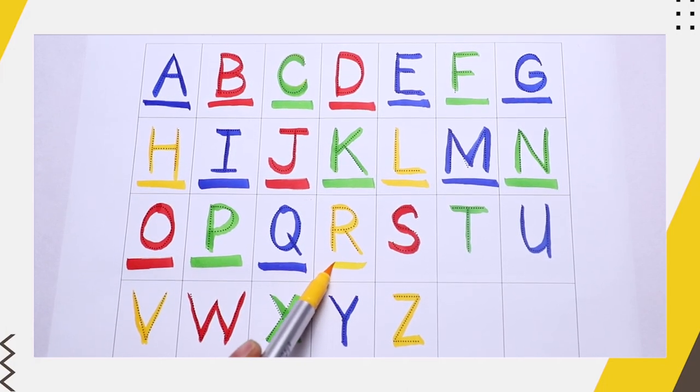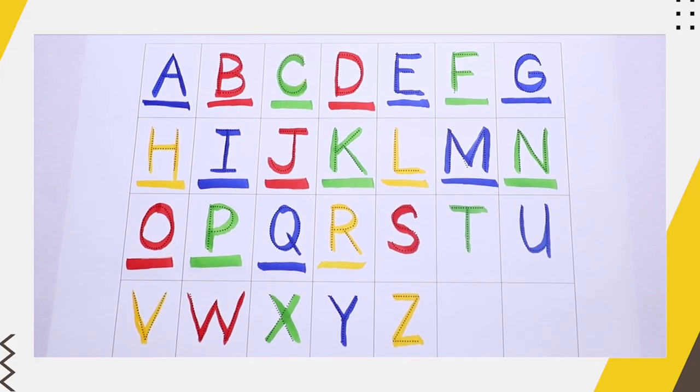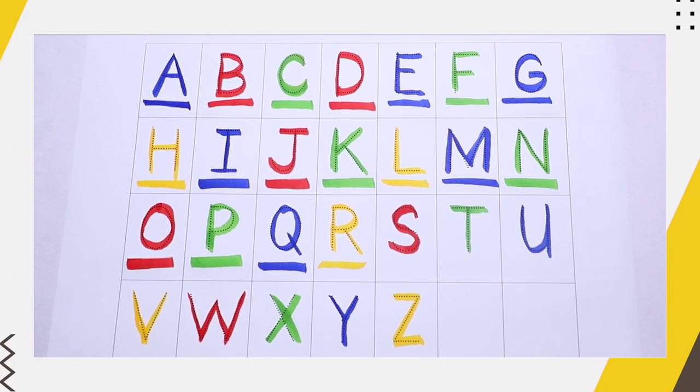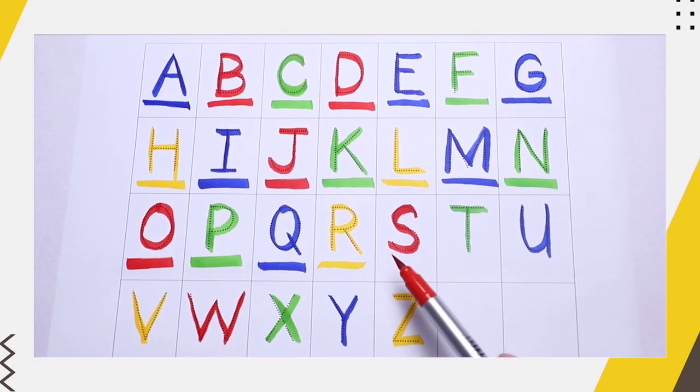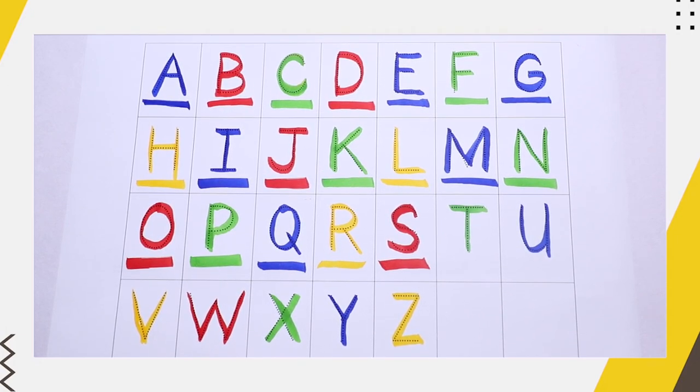Yellow color R. R for rabbit. Red color S. S for sheep. Green color T. T for train.